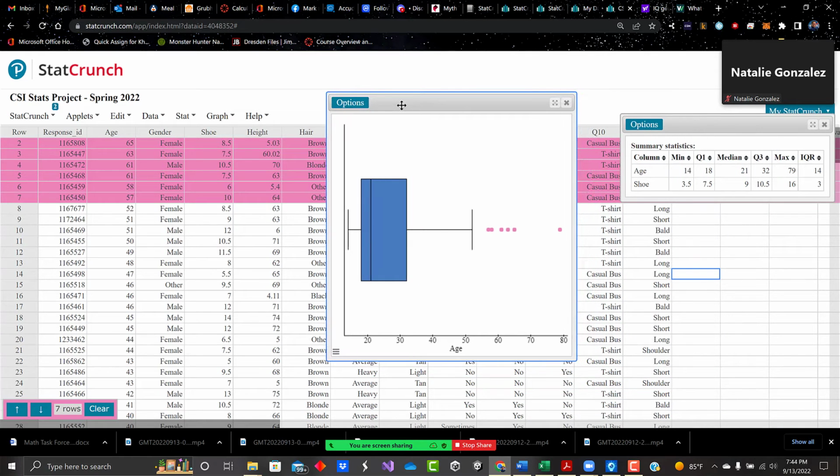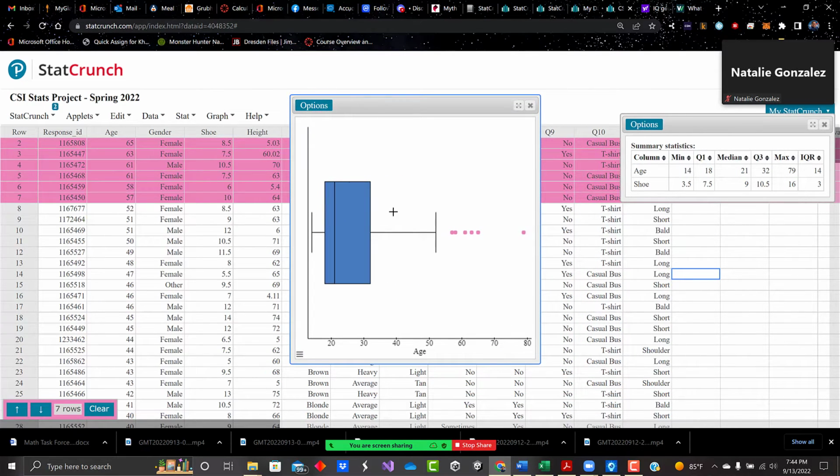And look at this little box plot we get. If I put my cursor over it, it gives me all the important data we need. The lower limit, which is the minimum, is 14. It says Q1 is 18. Q2, the median, is 21. Q3 is 32. It's giving me upper limit is 52. Did I do something crazy in my calculations?